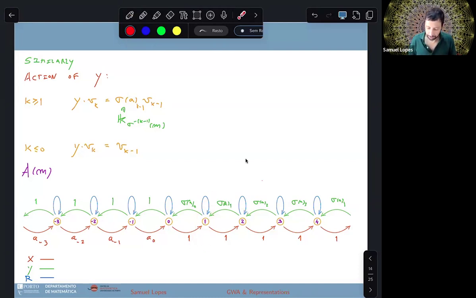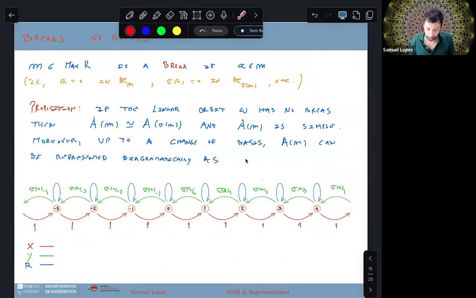But with this element, I can generate all of the other ones to the right by acting with X, and I can start generating the ones to the left by acting with Y. The only problem is, for example, if this number up here were equal to 0, because then from here, I could not reach here. But if this number here is not 0, I can get this one, and this one, and this one, and this one. So this module will be simple if there are no breaks.